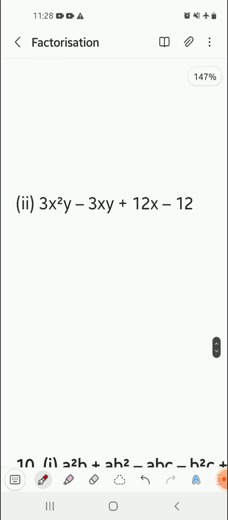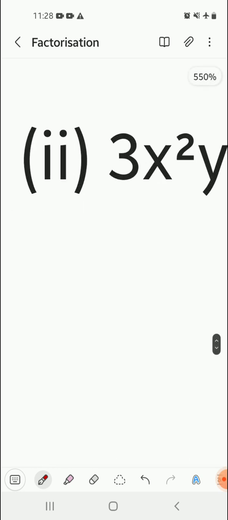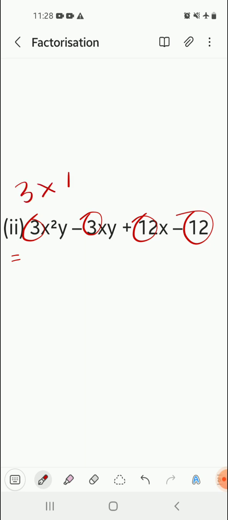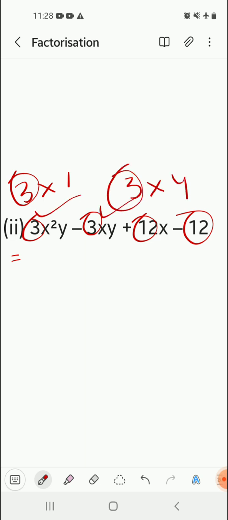3x square y minus 3xy plus 12x minus 12. So this is very simple. First we are going to break this up in the most simple way possible. So see, the common factor that we have in all is 3, 3, 12 and 12. The factors of this number is of course 3 into 1 is 3, so 3 is a factor, and 3 into 4 is 12. So here 3 is common for all these numbers.